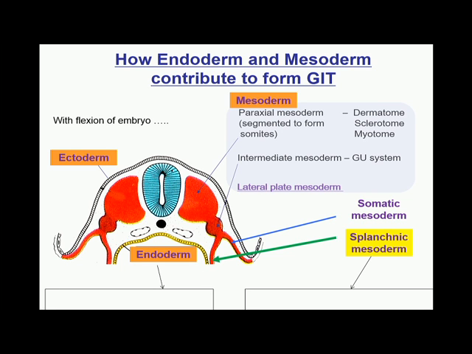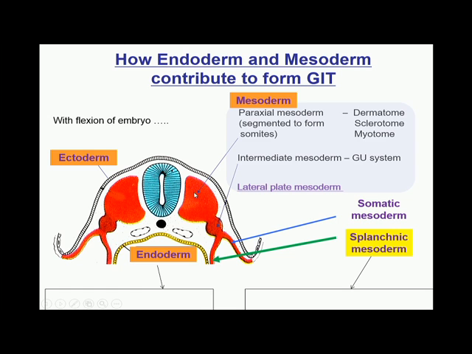In relation to development of the GIT, the two most important germ layers are the endoderm, which after flexion forms the endodermal tube, and the GIT is a tubular structure which is developed from that endodermal tube. And not only that, an important part of the mesoderm contributes. So that is this part of the mesoderm.